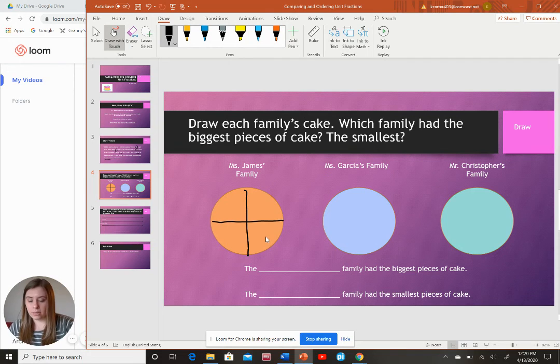Now, later we're going to be thinking about how much cake one person could eat. So if one person was going to eat 1 piece of her cake, they would be eating 1/4 of a cake, which is kind of a lot, but if you're a cake lover, it's great. So this is 1/4 of the whole cake. So that's Mrs. James's family.